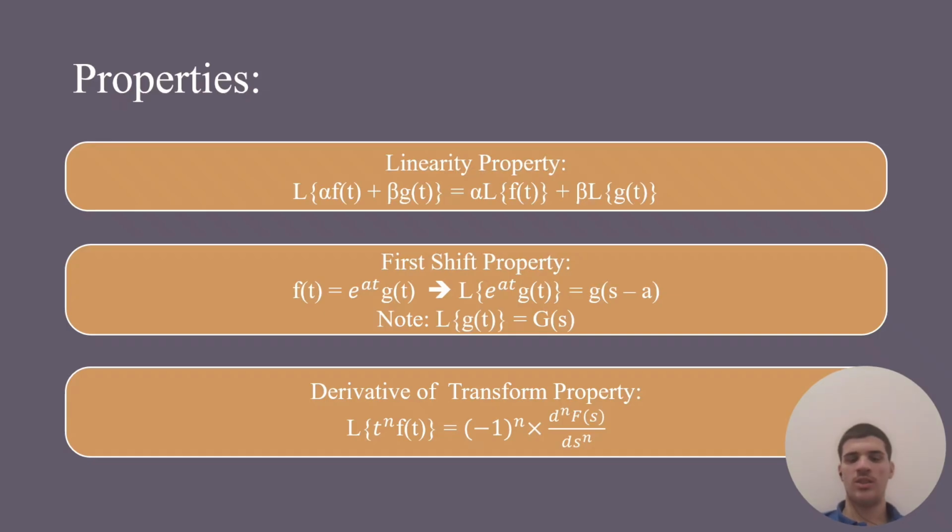I'm going to continue on with the basic Laplace with the idea of properties of Laplace transform. So there are three properties of Laplace transform. The first one is linearity property, then we have the first shift property, and finally the derivative of transform property. Those are the three different properties of Laplace, and I'm going to touch on every one of them very briefly.